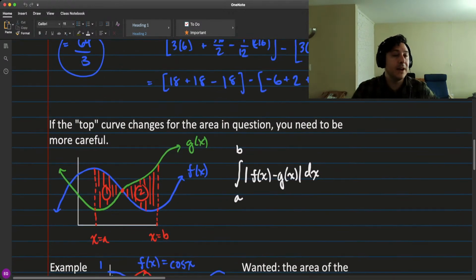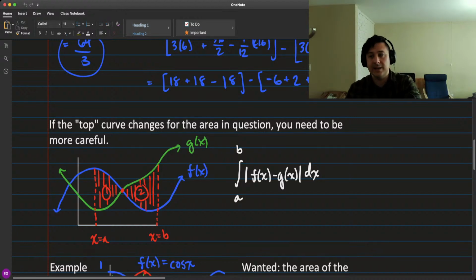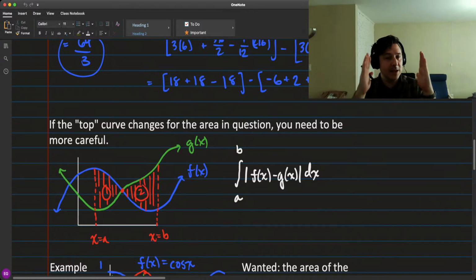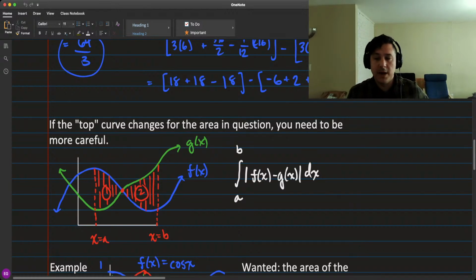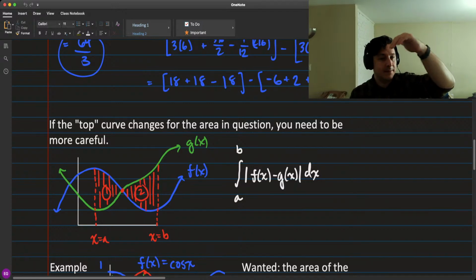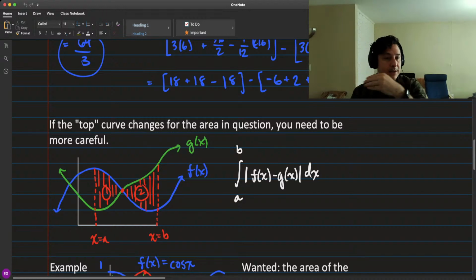You have to be careful if the top curve changes. So here we have two curves. We have our blue curve, which is f of x, and our green curve, which is g of x. We're starting at x equals a and going to x equals b. You can see that you get two different regions. For the first region on the left, which I call region 1, f of x is the top curve. But then they intersect, and in region 2, f of x is on the bottom. So you have to be extra careful when you're dealing with cases like this.